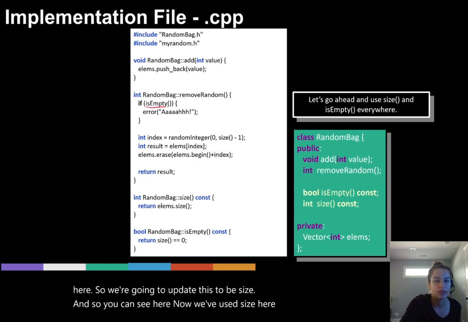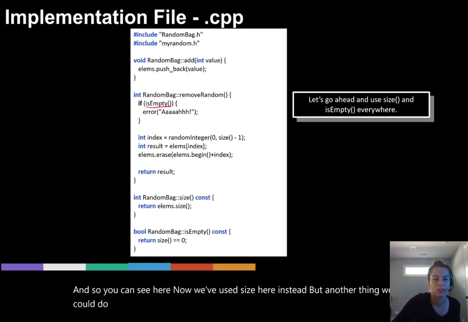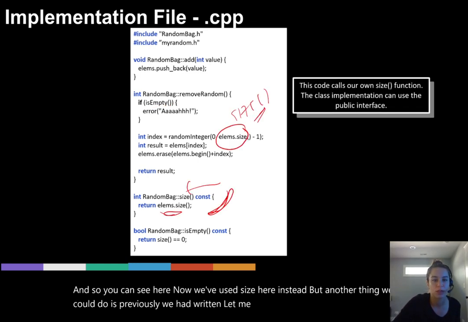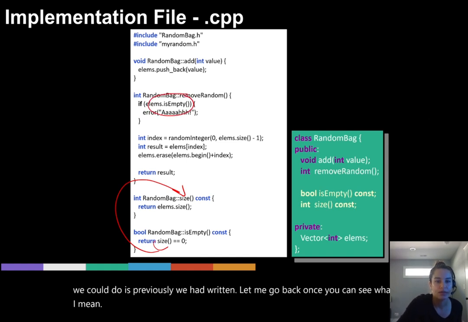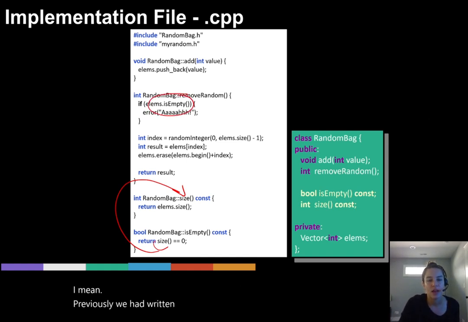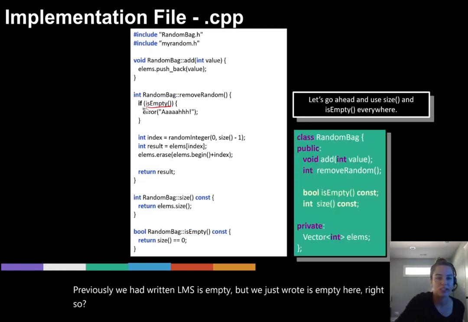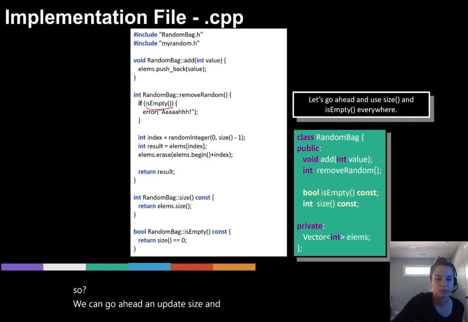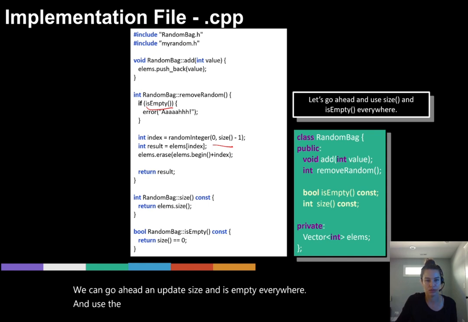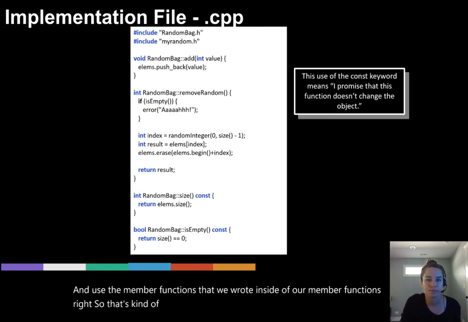But another thing we could do is, previously we had written, let me go back one so you can see what I mean. Previously we had written elems is empty, but we just wrote isEmpty here, right? So we can go ahead and update size and isEmpty everywhere and use the member functions that we wrote inside of our member functions, right? So that's kind of how this all works.